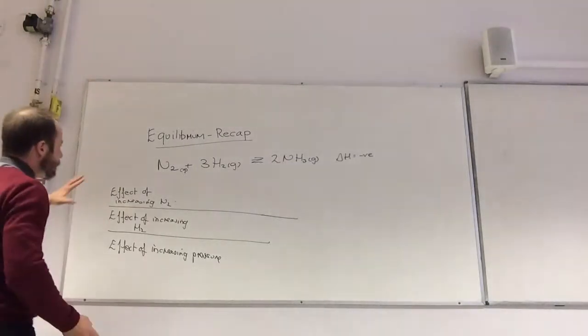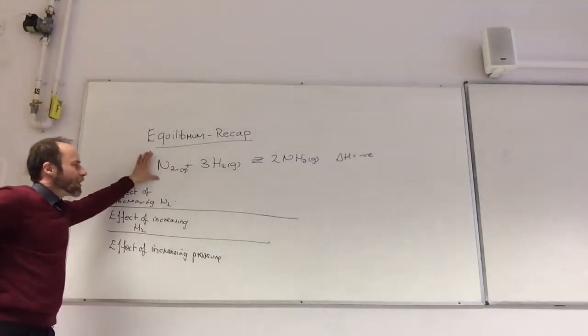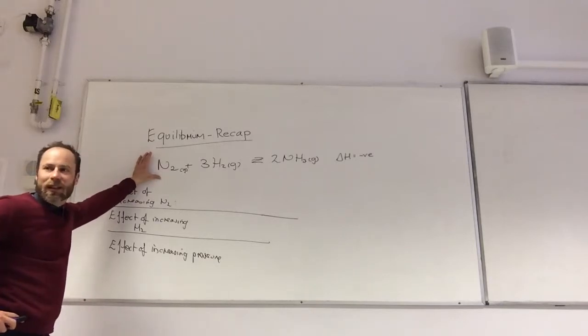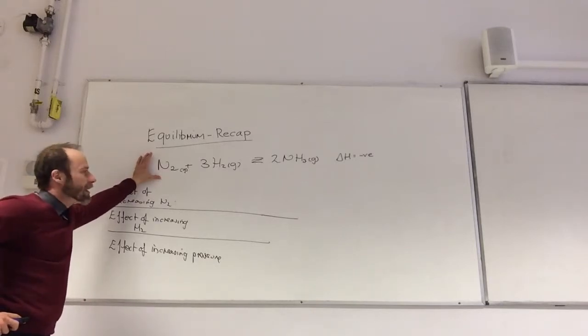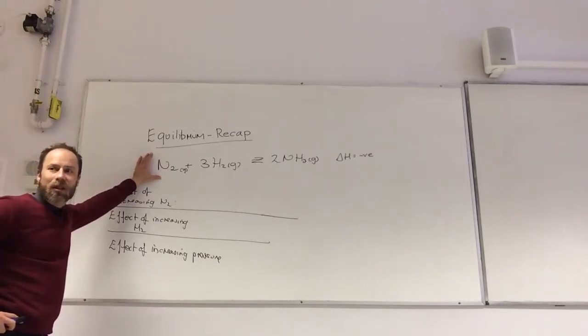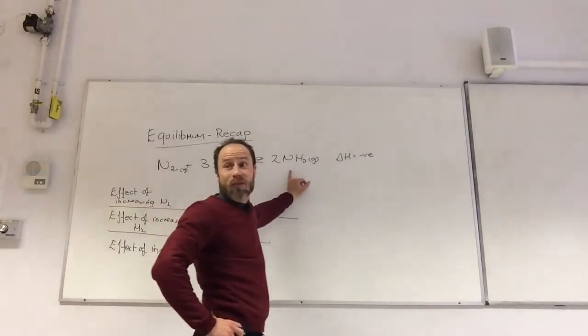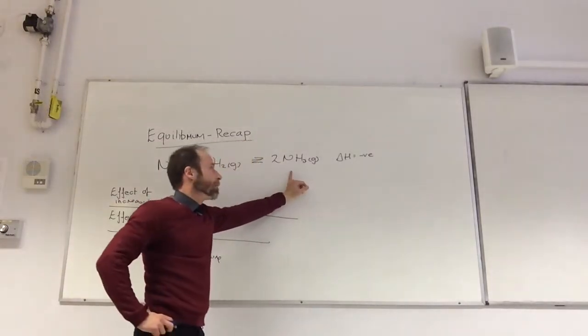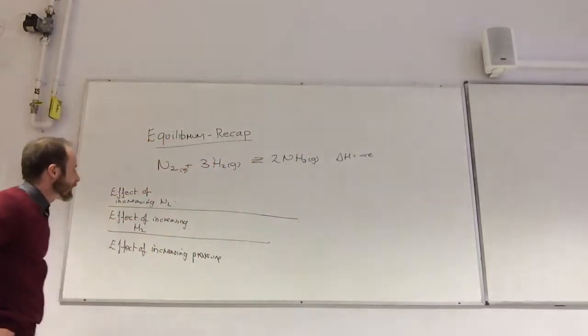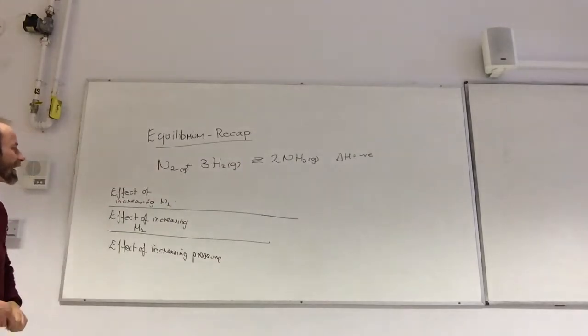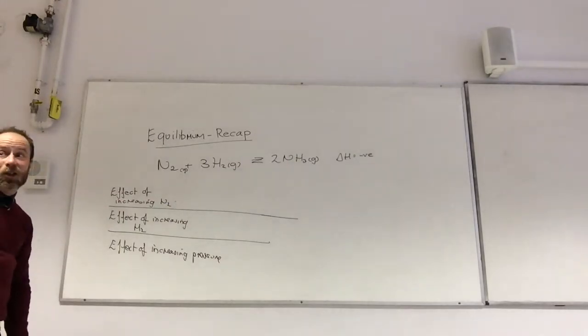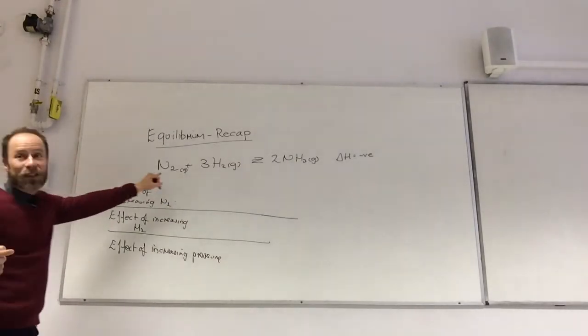So we're going to use this example to just recap what we did last lesson. Can anybody tell me what this reaction is known as? The Haber process? Yes, that's right. Manufacture of ammonia, which is really important for fertilizers.